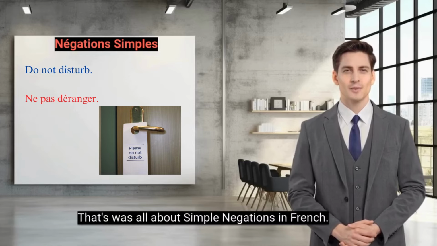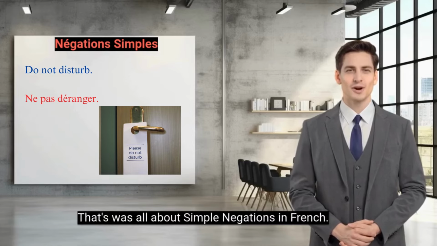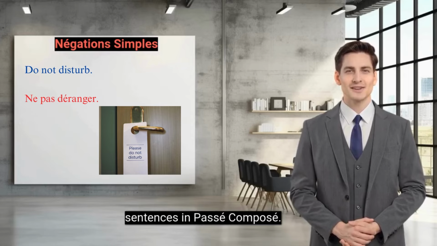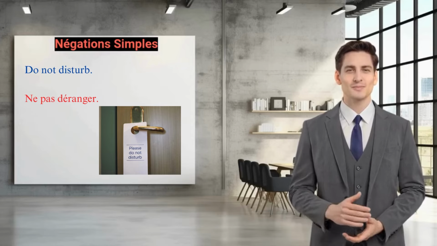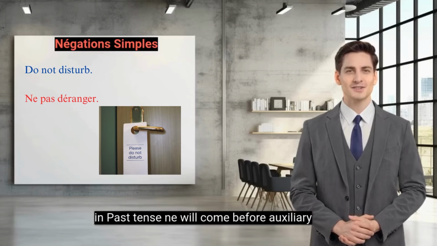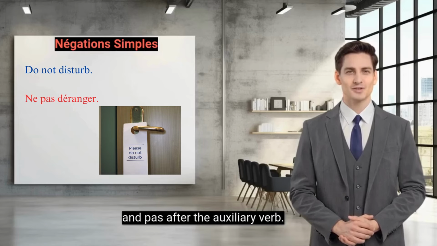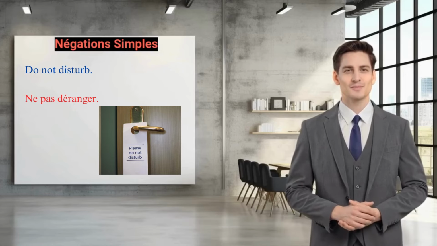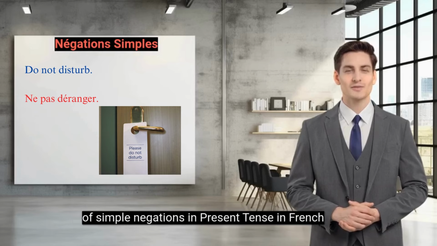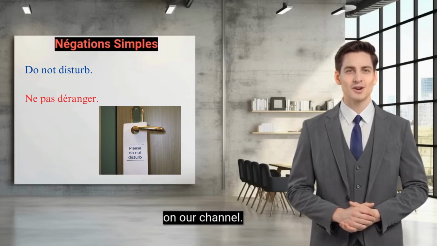That was all about simple negations in French. Hope you have understood how to make negative sentences in passé composé. You just have to keep in mind that in past tense ne will come before the auxiliary and pas after the auxiliary verb. Please, before watching this video, watch the video of simple negations in present tense in French on our channel.